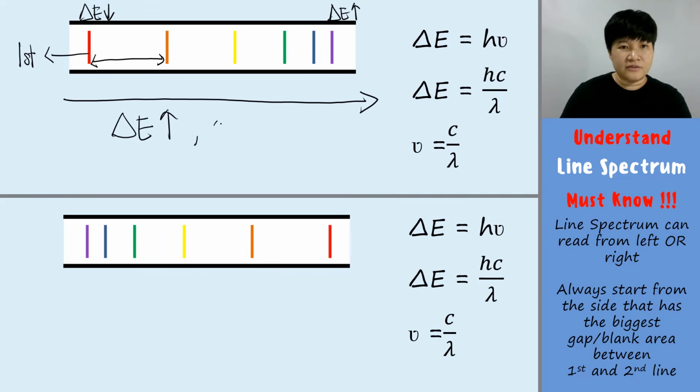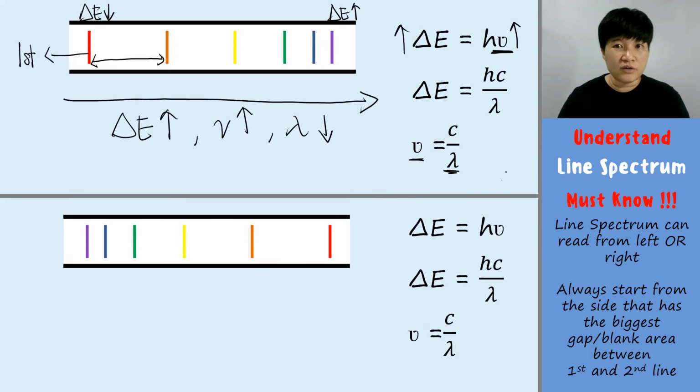And your frequency will then increase because of the formula. Delta E increases, frequency increases. And the wavelength will decrease because of the formula also. In the next video, we'll talk about all these formulas. So don't worry about the formula. You can check it out in the next video.